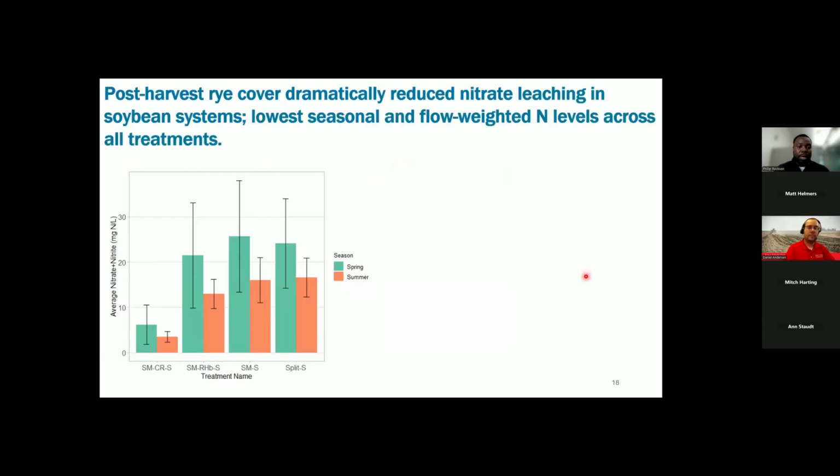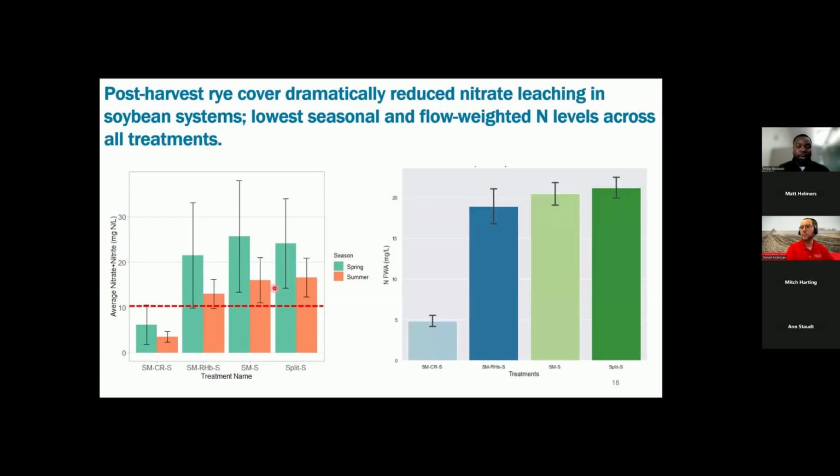When we look at the seasonal leaching from the soybean plots, our cereal rye had the least in both spring and summer. It was way below the 10 milligram per liter, which was good news for us. The RHB had the second least nitrates coming out of it, although it was a little bit higher than the 10 milligram per liter.